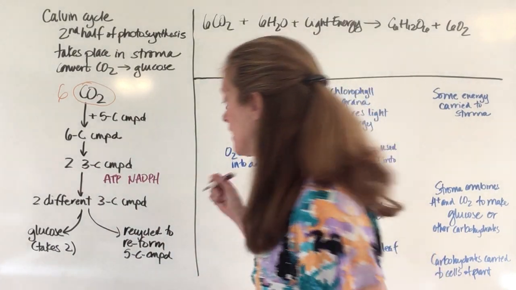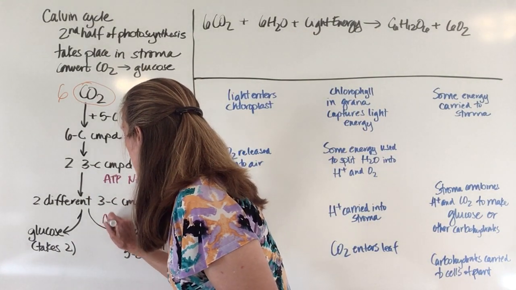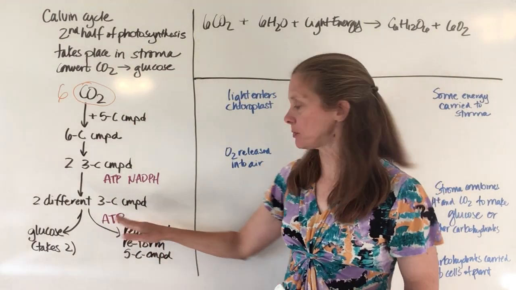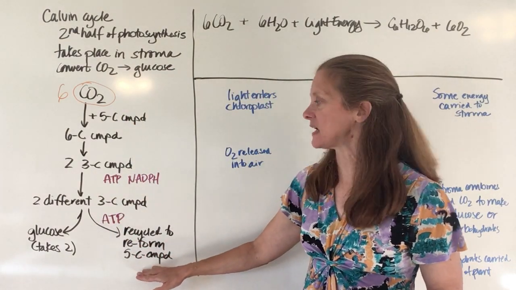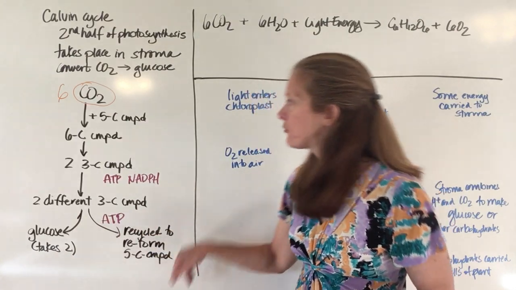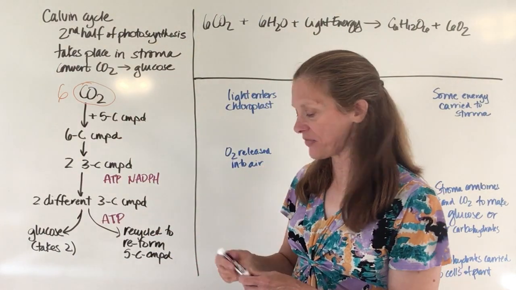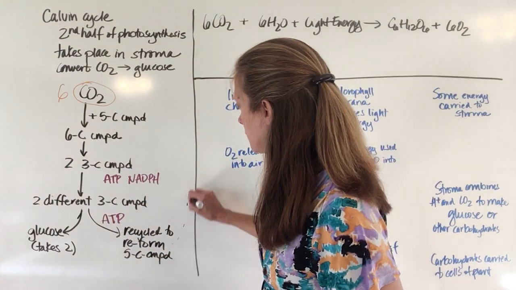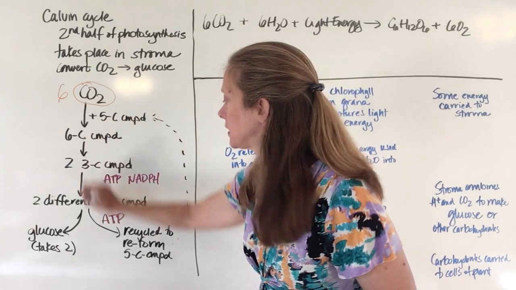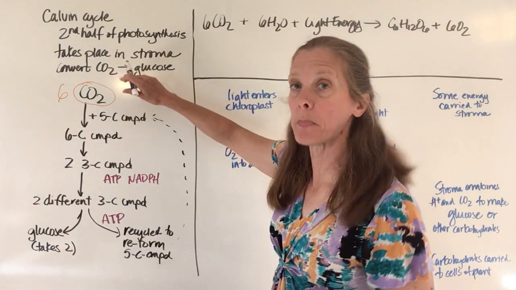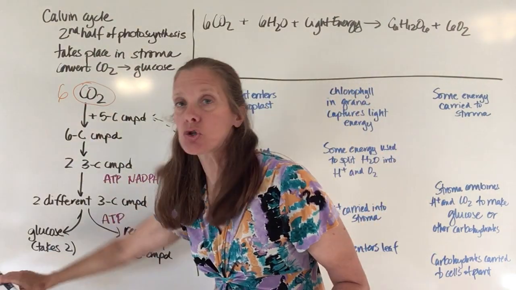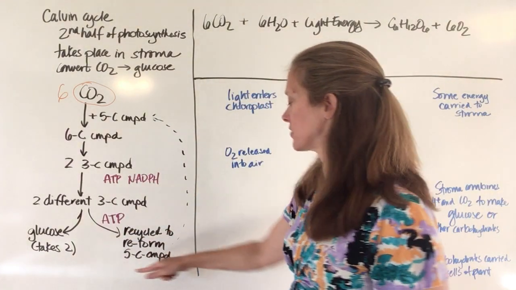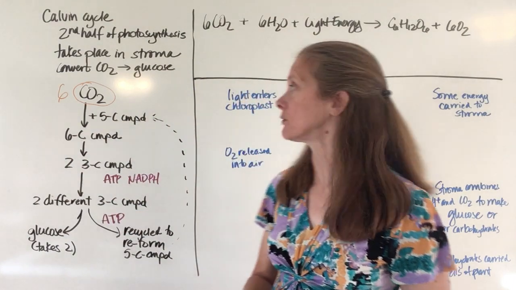And additionally, some of the ATP that we made in the light cycle is also going to power this recycling event to take these 3-carbon compounds and reform them into 5-carbon compounds. And that's why this is called a cycle, because we're going to keep recycling these 5-carbon compounds over and over, so I can combine them with the carbon dioxide to eventually make the glucose. That's why it's called a cycle.